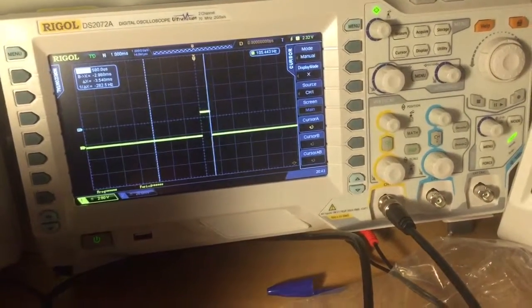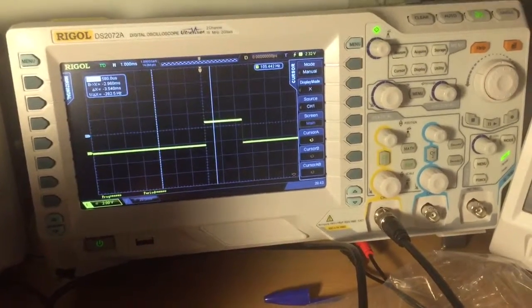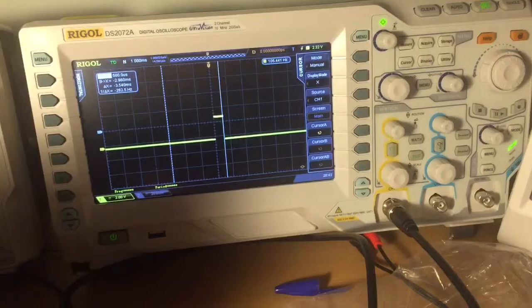Just showing that again, putting the potentiometer on max, maximum voltage in, gives me the biggest pulse width, and then bringing it down to minimum voltage in.